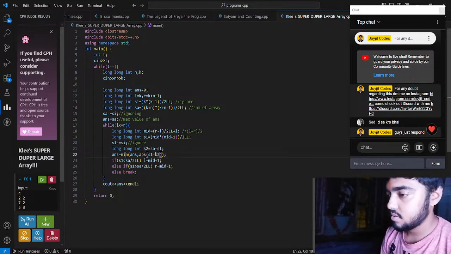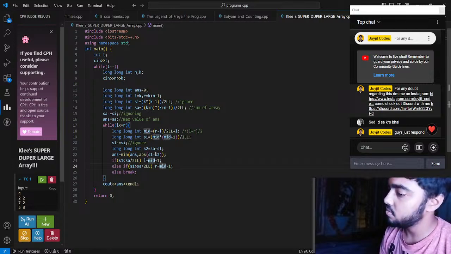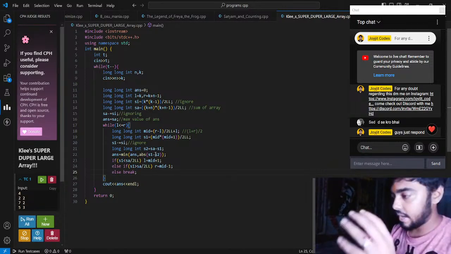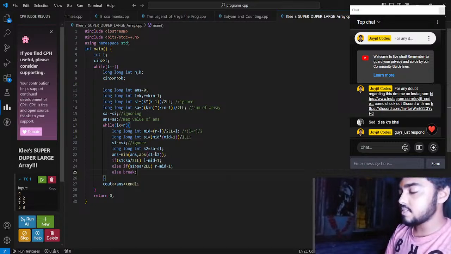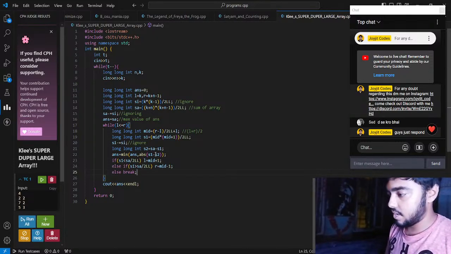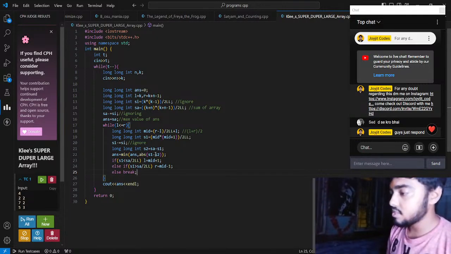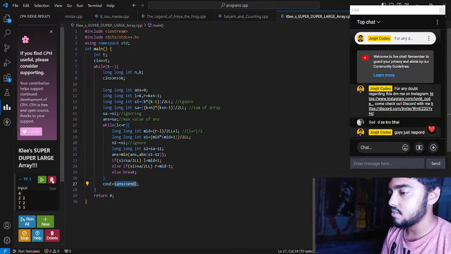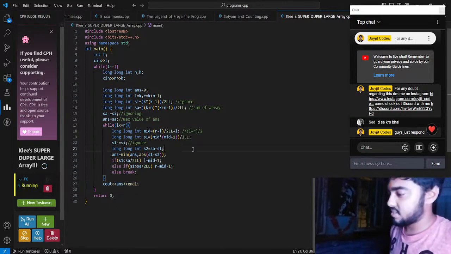Okay, and if S1 is lesser than the total sum by 2, that is the condition that I was telling you, then we can shift L to the right of mid, and if the reverse is happening, we can shift R to the left of that. But if it is equal to the exact sum by 2, in that case we can say that we have found the most optimum solution, that is, we have divided the whole array into two parts having equal sum. So the answer is already 0, so we don't need to perform any operations after that, we can directly break and then print the answer. Okay, you can see that it will be accepted.